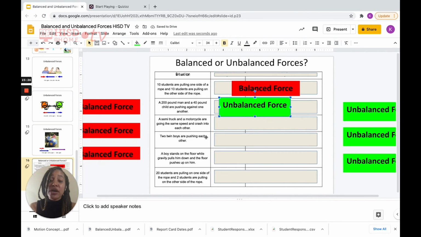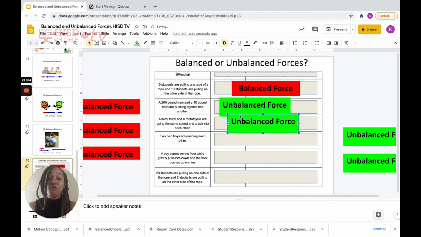Number 3, a semi-truck and a motorcycle are going the same speed and crash into each other. First question, would a semi-truck and a motorcycle exert the same amount of force on each other? Yes or no? No, they would not, because the semi-truck is much larger than the motorcycle. Therefore, the semi-truck is going to exert more force than the motorcycle. So if the two objects are exerting different forces, does that represent balanced forces or unbalanced forces? That is unbalanced forces, because the semi-truck and the motorcycle are exerting different amounts of force.